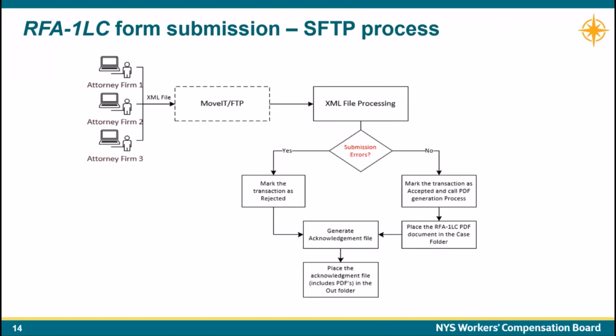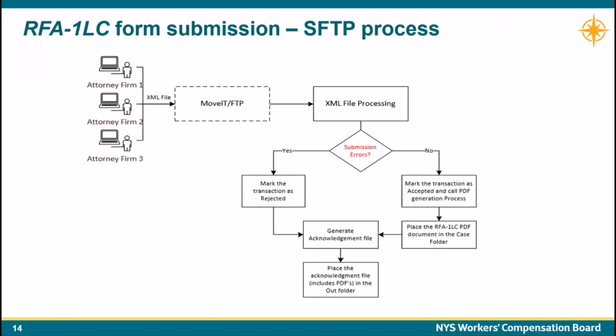When a file is uploaded, the Watcher application picks up the file, extracts all the form submissions, and processes each submission XML data in the file. The processing of each form submission is the same as the REST API process that I explained before. The background process performs schema validation and business rules validation to accept or reject the transaction. If all the validations are passed, the transaction is marked as accepted.